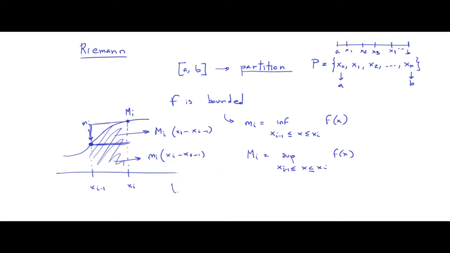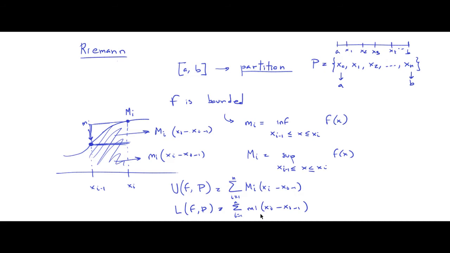So the upper sum of f with this partition is defined as the sum from i equals 1 to n of Mi times xi minus xi minus 1. So the sum of the large rectangles, right? And the lower sum is the same, but with the infimum, the small rectangles.